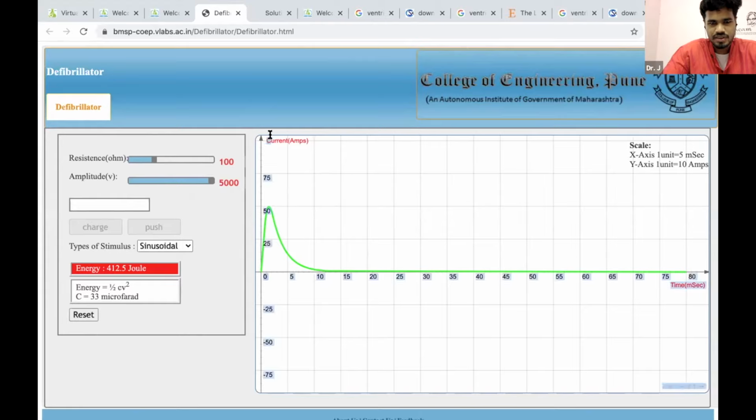These numbers, 50 amps is what is shown here. I need to double check this number, but the important thing is, if you know the capacitance and the voltage, you can calculate the energy. This is the most important detail here. Let's go to monophasic.